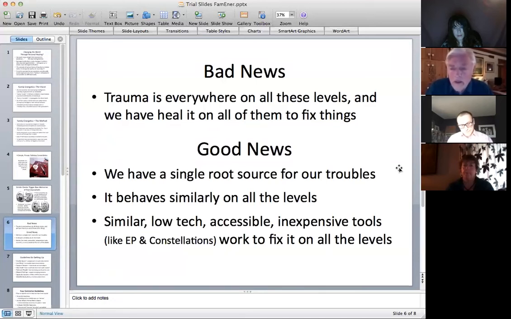That's that spirit, that underlying group, is a brain. It's a distributed intelligence. It's not localized in any one of us. It behaves similarly on all levels, and the great news is similar low-tech, accessible, inexpensive tools like energy psychology and constellations work to fix it on all the levels. So there's bad news, but there's some very good news too.